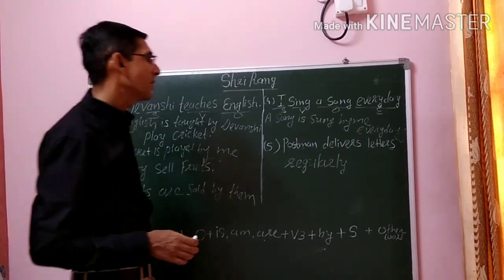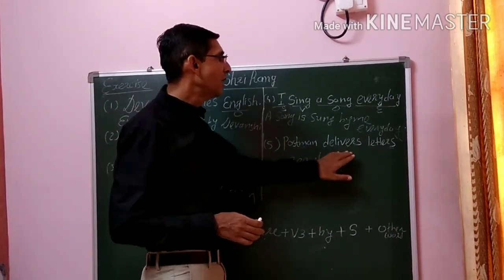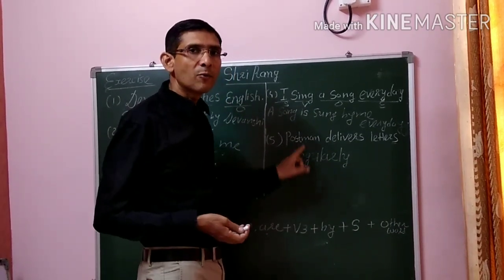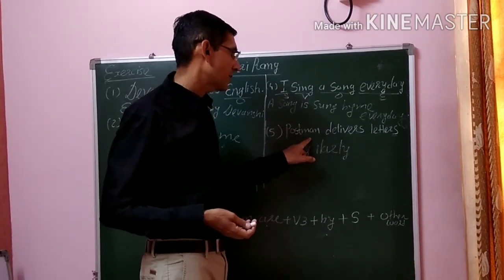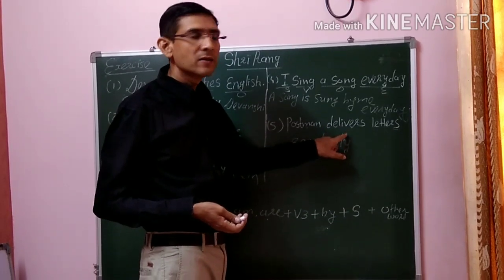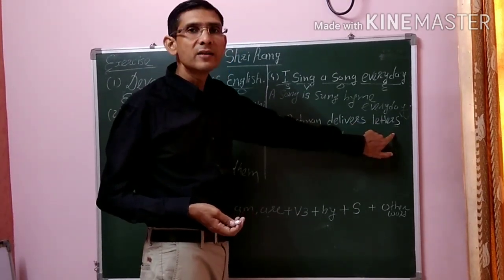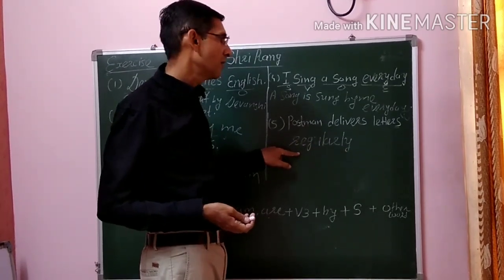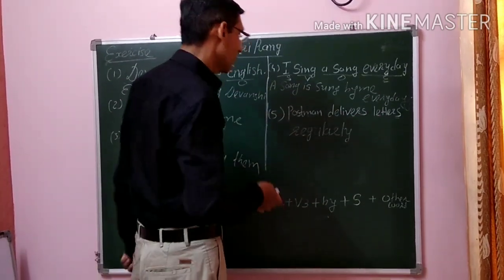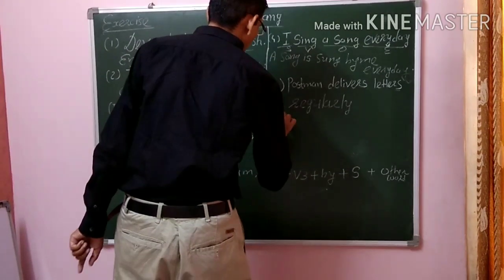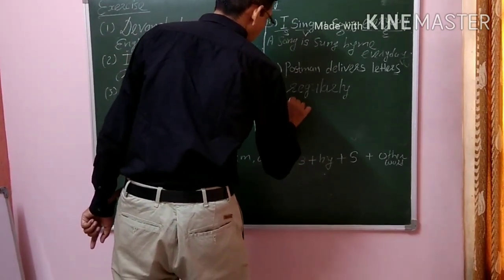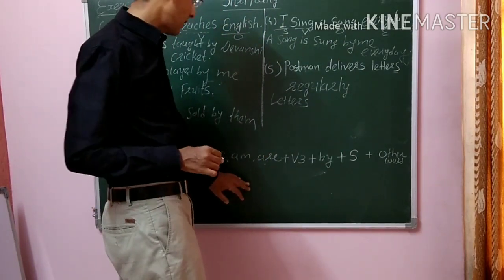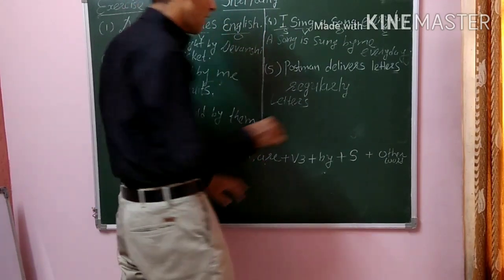One more example is: the postman delivers the letters regularly. You know that postman is the subject. Delivers is the verb, letters is the object, and regularly is the extra word. So here first we write the object, letters. Letters is plural, that's why we are using are.